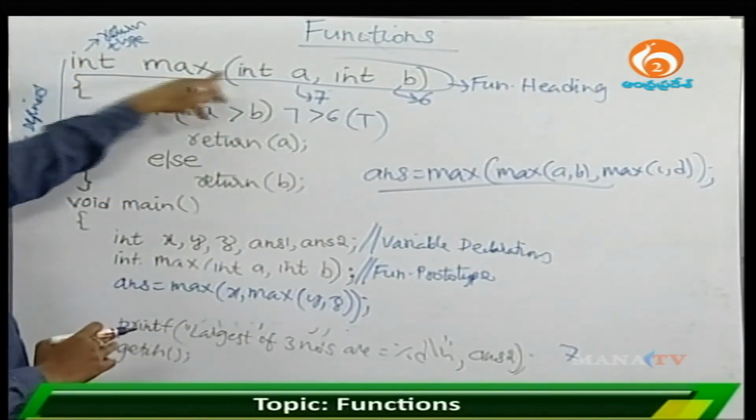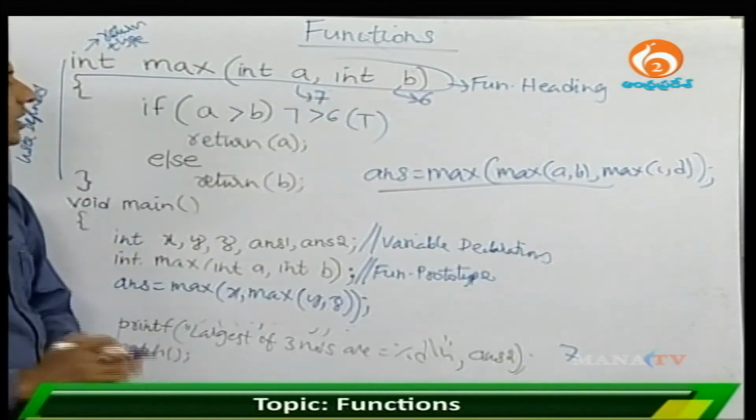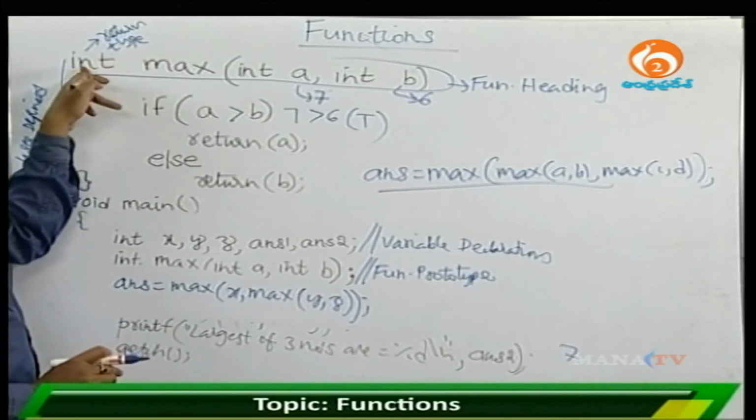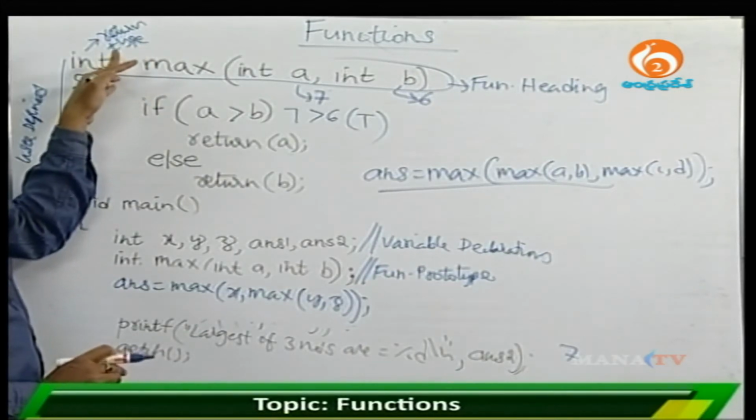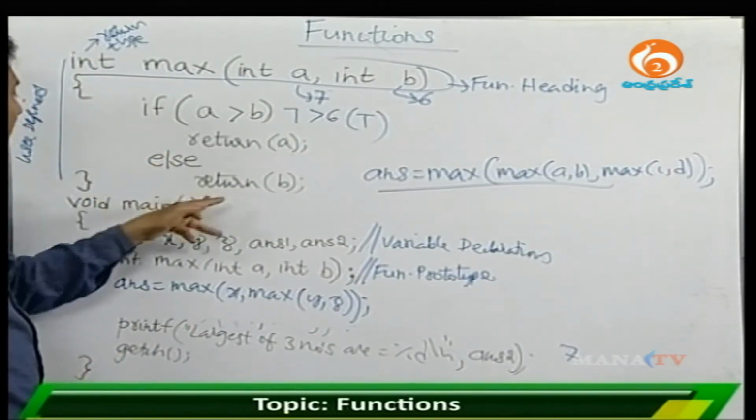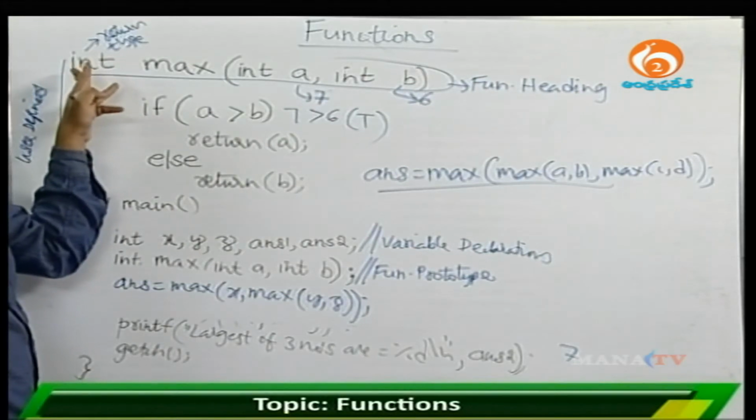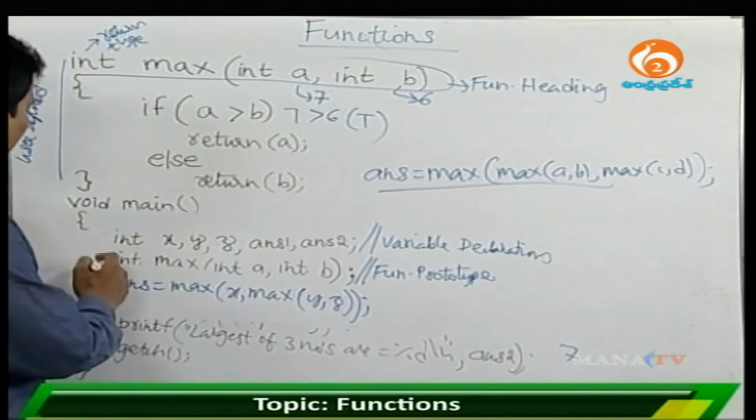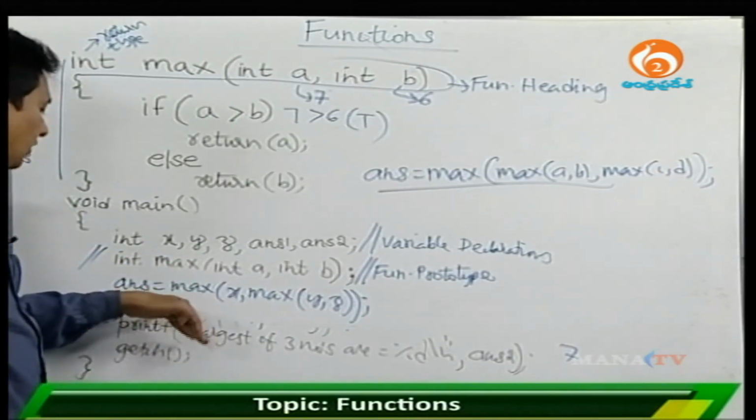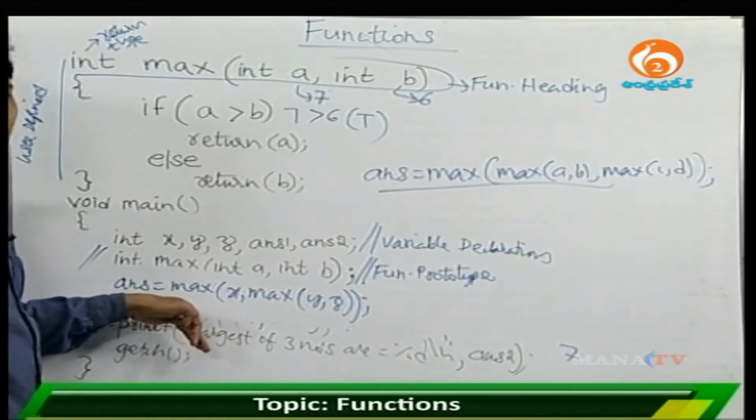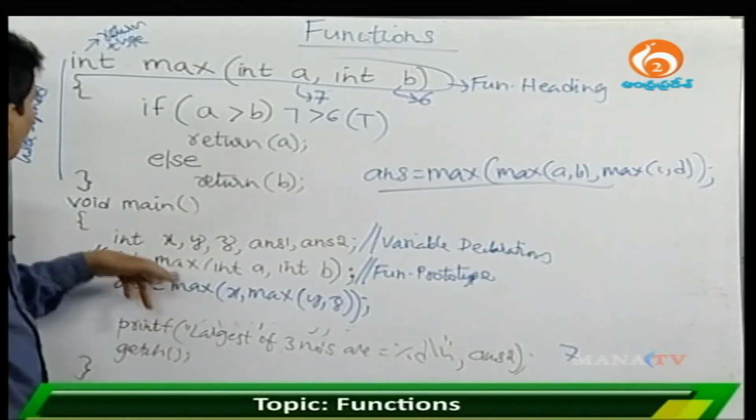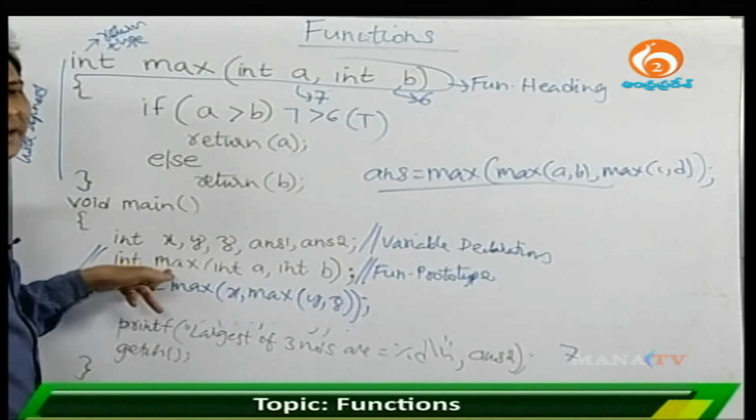This int max, int a comma int b, is known as the function heading. This integer is called the return type. Whatever you write, integer or otherwise, becomes the return type. If you write void here, it means we are returning nothing, but we are returning something, so I am writing integer. If you do not write the prototype, a function declaration must be there to call this function, because we are using this max function in this program, so we need to inform the compiler. For that reason, we are writing the function prototype.